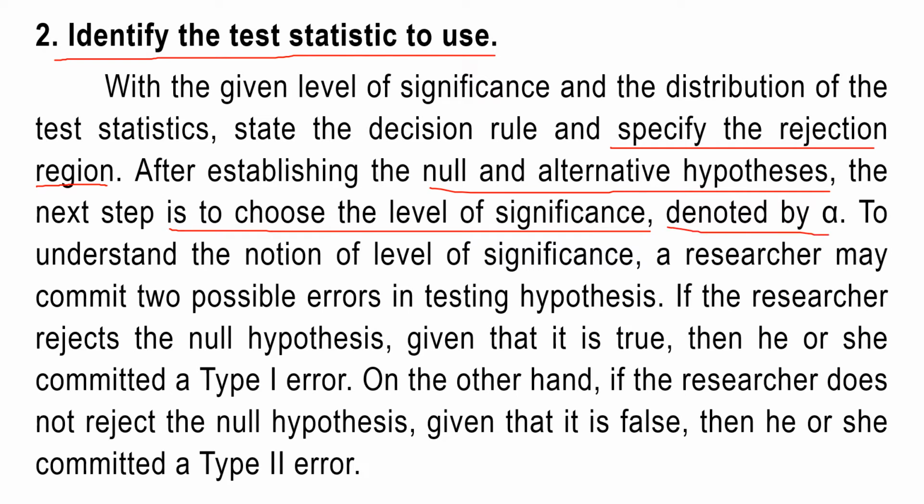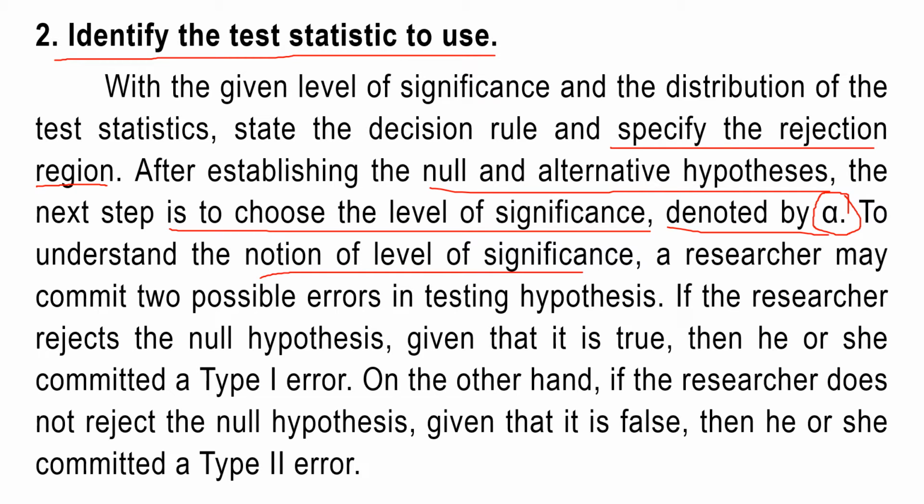so denoted by alpha. So this level of significance is the maximum error that a researcher wants to commit in their research. So the most commonly used values for this level of significance are 0.01, 0.05, and 0.10.